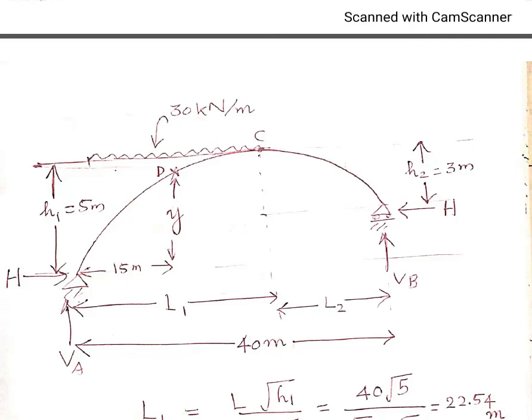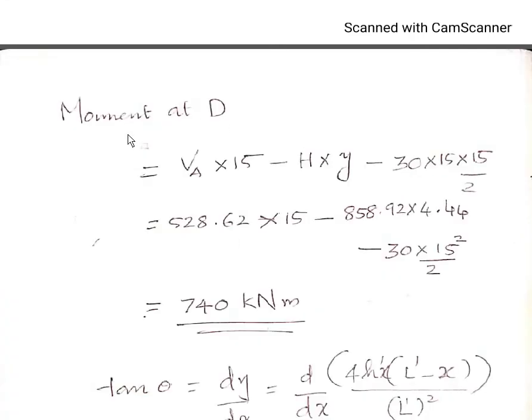So here they have calculated the moment at D, it is VA into 15 minus H into Y minus 30 into 15 into 15 by 2. Substitute the values of VA, H and Y, which we have already calculated, and get the value of moment at D. So here the moment at D is equal to 740 kilonewton meter. Always remember to write the unit along with the value.